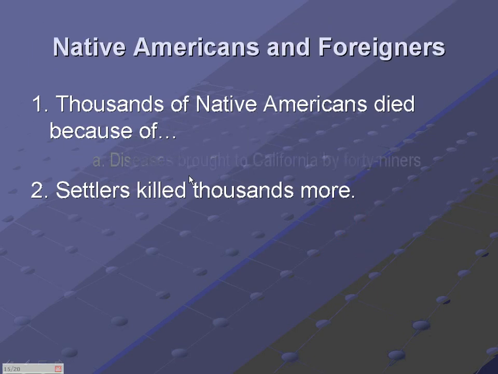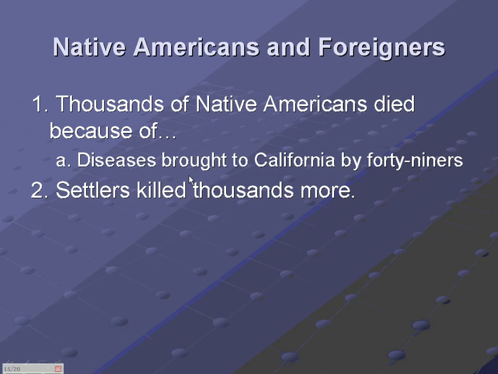Thousands of Native Americans died because of diseases brought to California by 49ers. Settlers killed thousands more of these. It's just like the situation when we talked about the conquistadors coming in to run over the Incas and the Aztecs way back in the beginning of the school year. It's just like that, but in California. They don't have the immune system to deal with it.